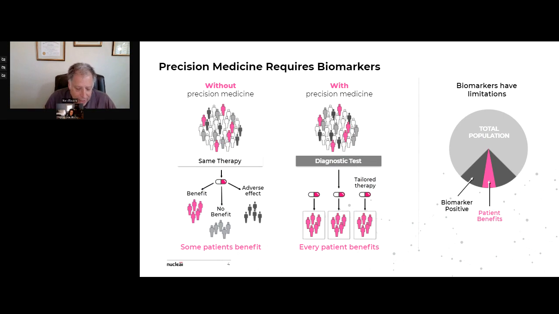Rather than treating every cancer patient with the same therapy and realizing benefit in only a small subset, the idea of precision medicine was to identify different subsets of patients likely to respond or not respond to specific therapies. This is accomplished through the use of a diagnostic assay. Most diagnostic assays assess a single biomarker, which is used to either select or deselect a patient for therapy. Unfortunately, most biomarkers have limitations, so we're constantly looking for new and better biomarkers.